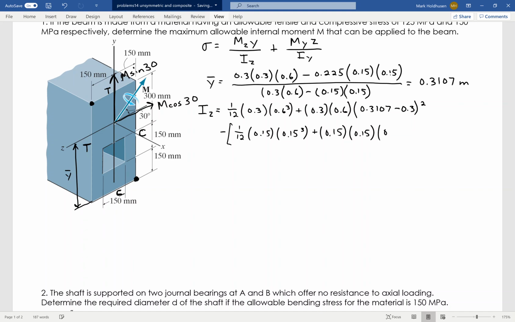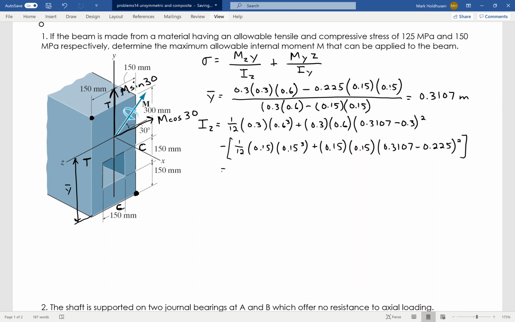So I say 0.3107 minus 0.225 squared. Okay, that's the parallel axis theorem. From that, I find that the moment of inertia about the z-axis is 5.213 times 10 to the minus third, and again, that's meters to the fourth.